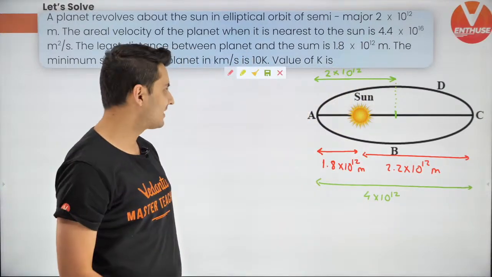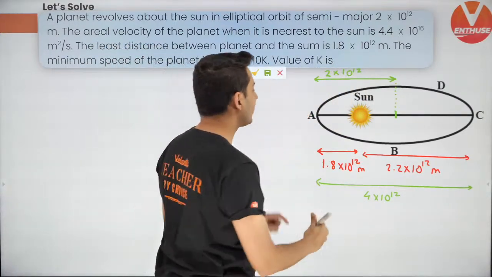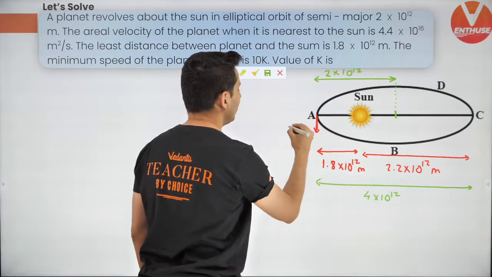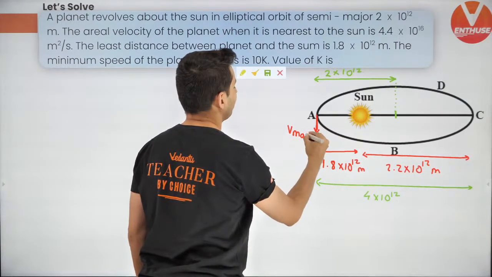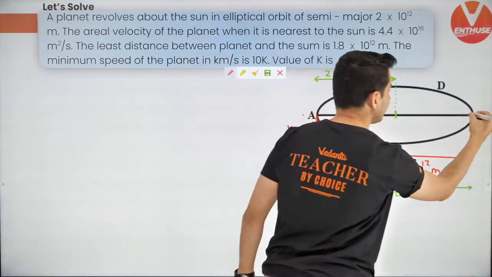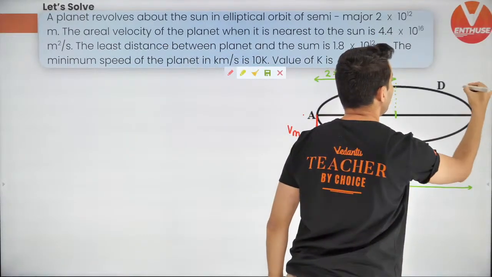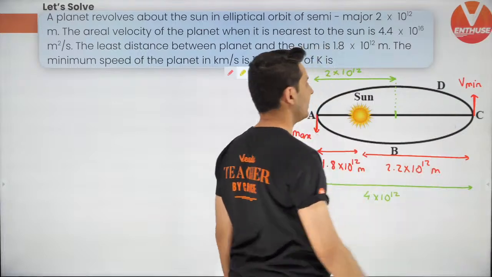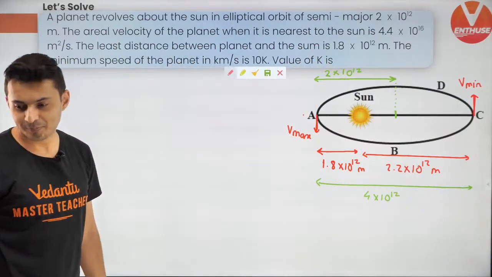You will need all of this. I'll tell you why. When you are closest, your speed will be maximum. Your speed will be maximum at the closest distance, and your speed will be minimum when you are really far in an elliptical orbit. Keep this in mind.